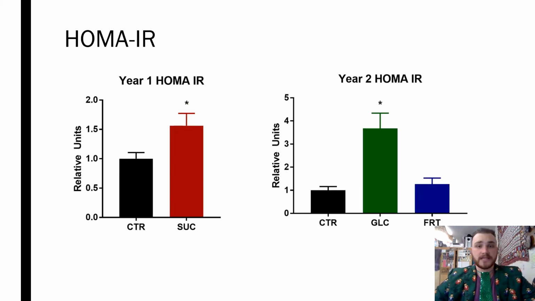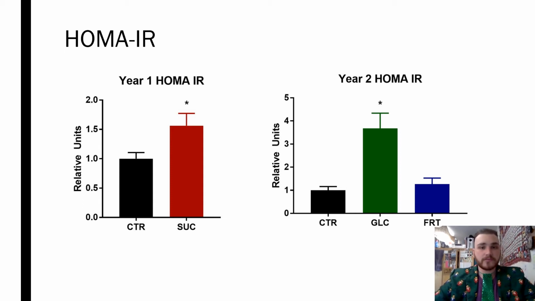Homeostatic model assessment of insulin resistance test was performed after the mice were sacrificed. Resting glucose and insulin levels were measured in the blood, and sucrose mice were found to be significantly higher. This is also evident in the glucose cohort as well. This shows that the mice were pre-diabetic. However, there was no significant difference found between the control and the fructose mice population, which shows that they were not pre-diabetic like the other two cohorts.